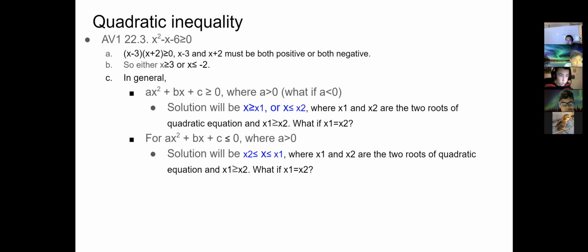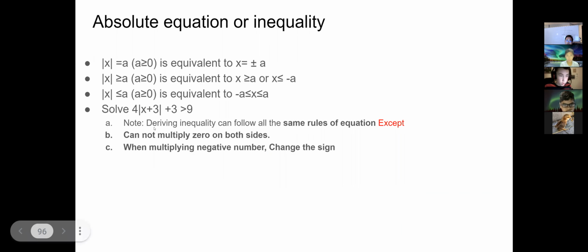Does anyone have a question? I'm just going to put this on this page. Exactly the same rules as equations, except no multiplying by 0, and no dividing by 0 as well. You know that already, right? And when you're multiplying or dividing by a negative number, change the sign.